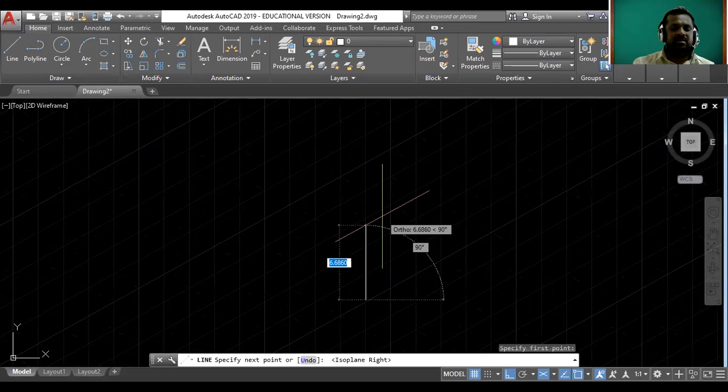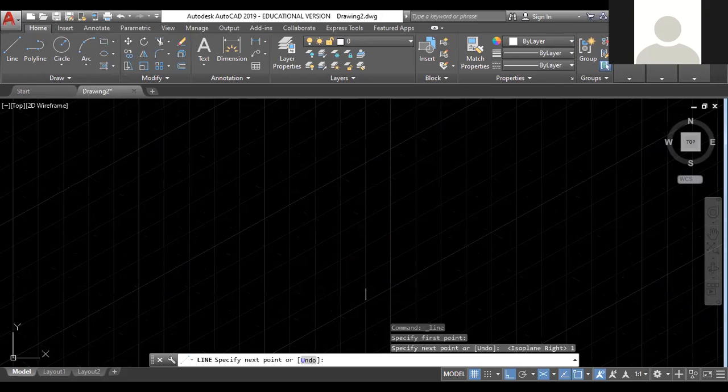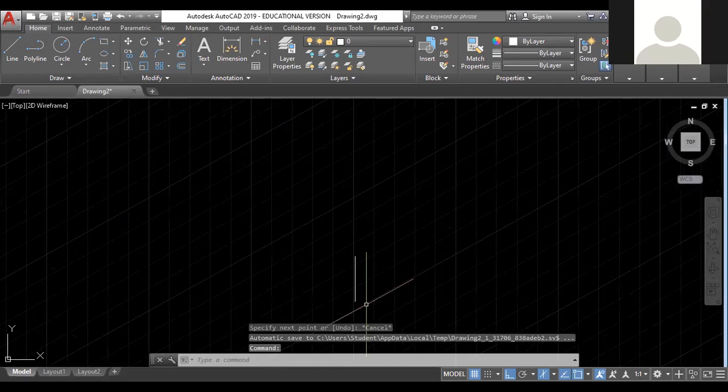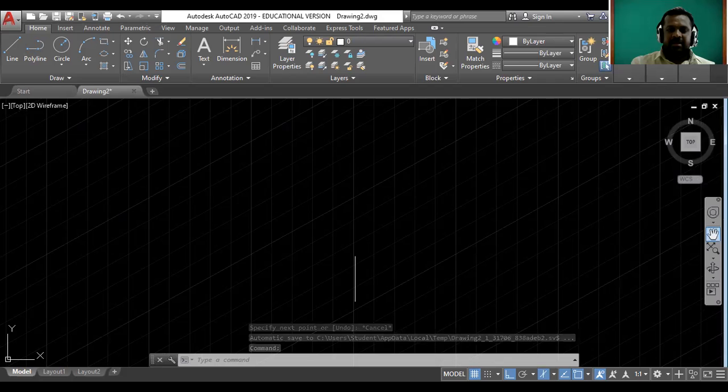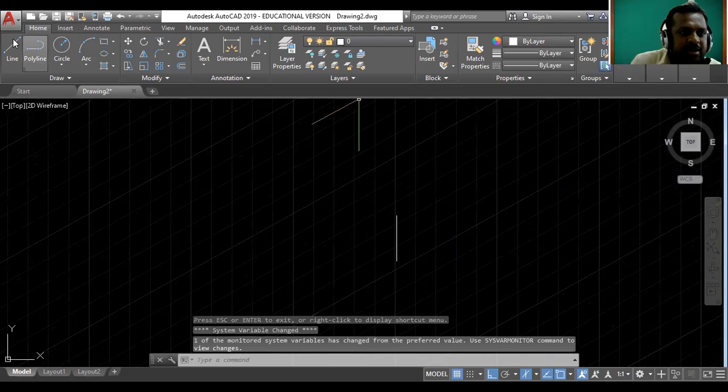Okay, just give the distance. Sorry, what is distance? 1 mm, na? Enter. Escape. This is the 1 mm line. Okay, then again we have to take the line command, and from this point.